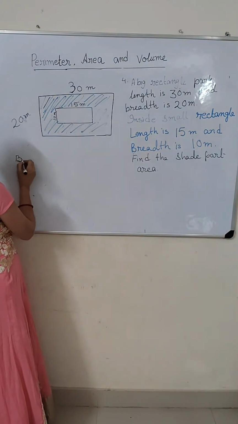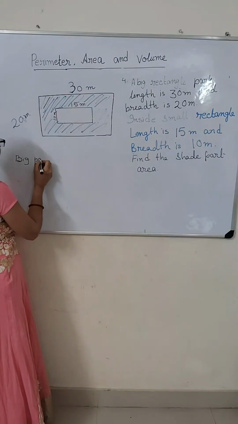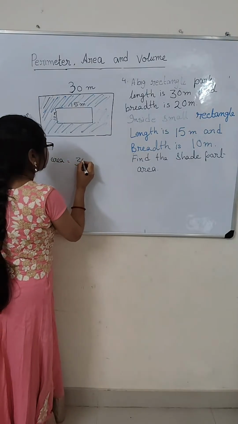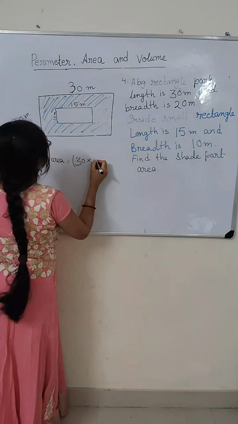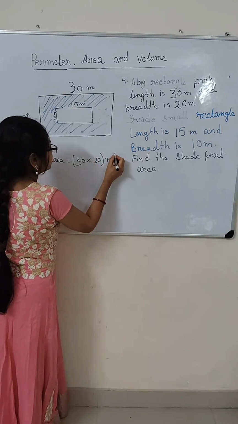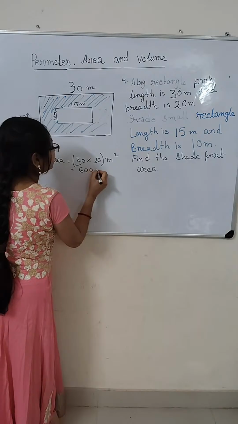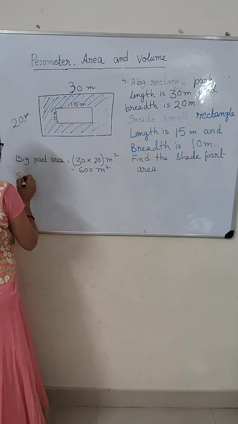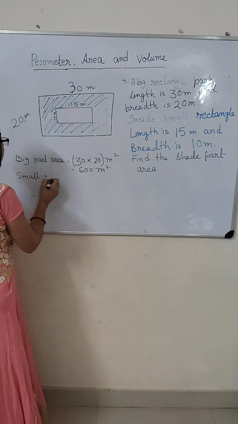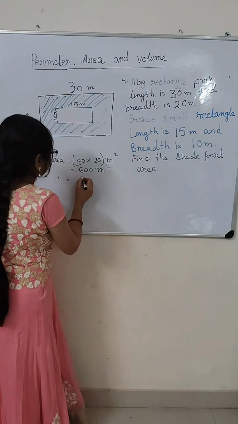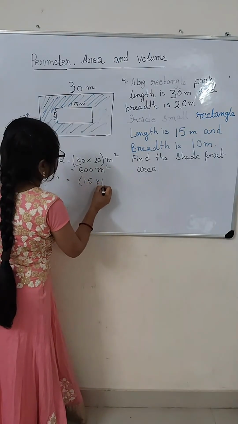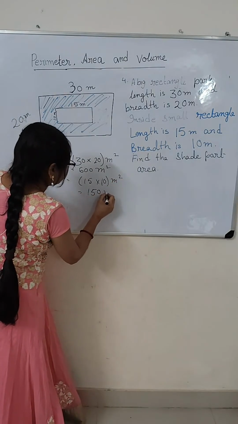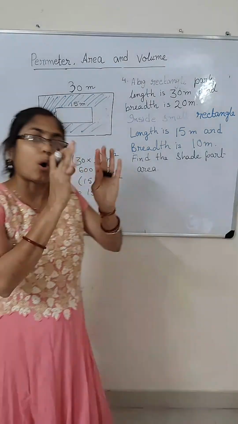Big part area. What is the length? 30 and 20 meters square. 600 meters square. Okay? Small part area: 15 into 10 meters square, 150 meters square. Our first step is already complete.